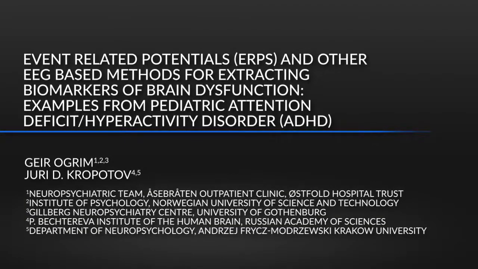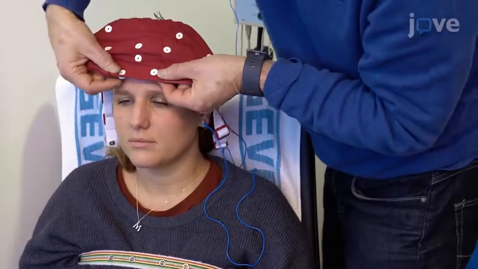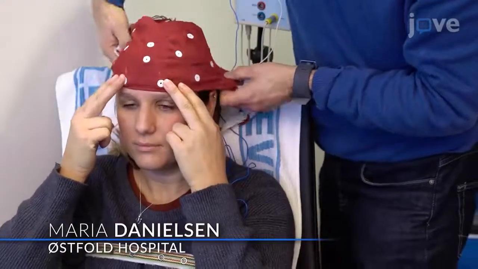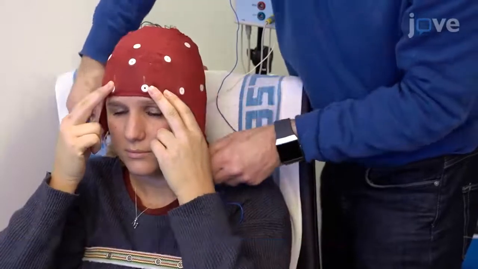Comparing EEG spectra and event-related potentials, ERPs, with a database can provide important information about brain function. The advantages of these techniques are that they are non-invasive, affordable, and can relate to a large number of scientific studies. Demonstrating these techniques will be Maria Danielsen, a psychology candidate who has worked as a technician in our clinic for about 2 years.